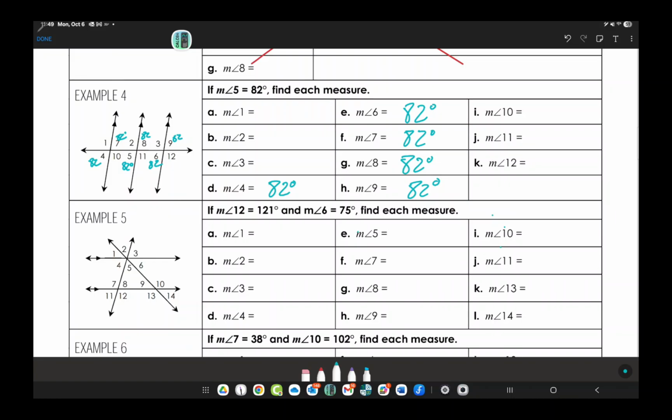All right, which means what's left for all the other angles? Well, 180 minus 82, which is, you said, 98? Yeah. The rest are 98. So everything else is 98 degrees.